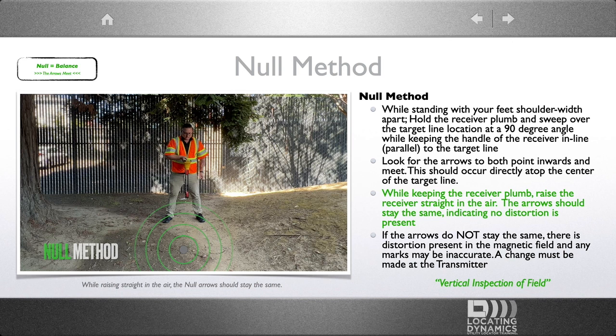While keeping the receiver plumb, raise the receiver straight in the air. The arrows should stay the same, indicating no distortion is present. If the arrows do not stay the same, there is distortion present in the magnetic field and any marks may be inaccurate. A change of the transmitter must be made. This is known as a vertical inspection of the field.